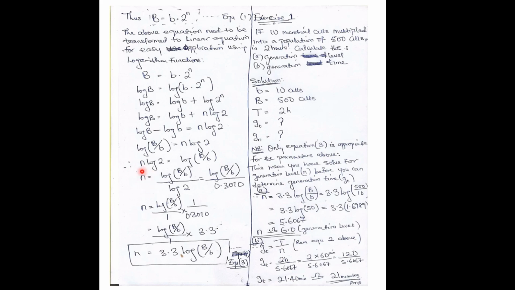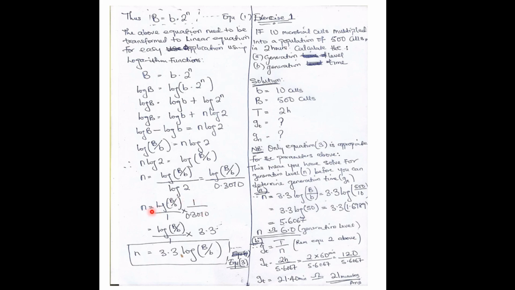When you make n the subject of the formula, log 2 will divide both sides of the equation. n will now be equal to log of big B over small b, divided by log 2. That gives you log of big B over small b, all over log 2. Simplify this further. Log 2 is equivalent to 0.3010. So you have this, then you come down to simplify the equation further.